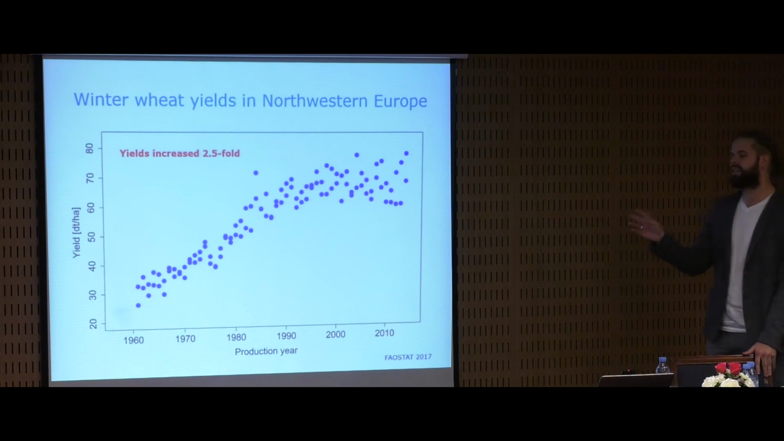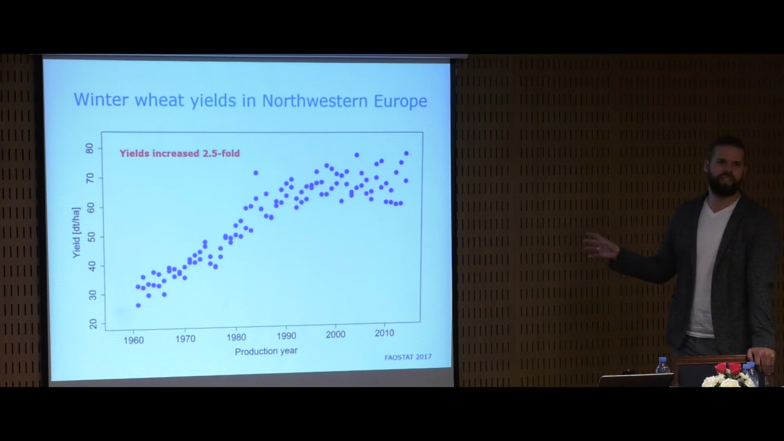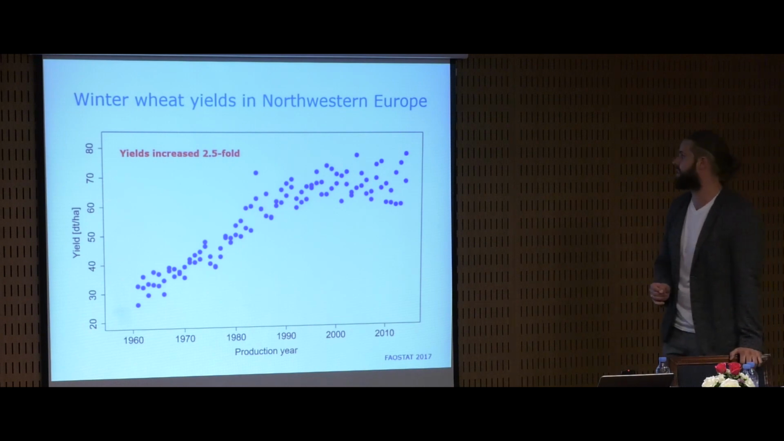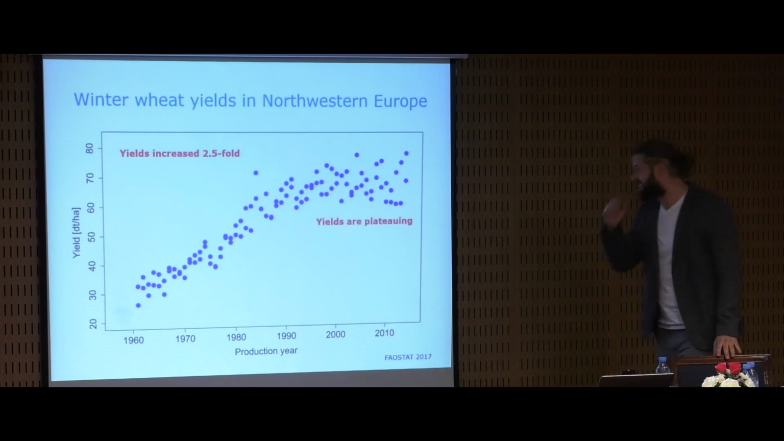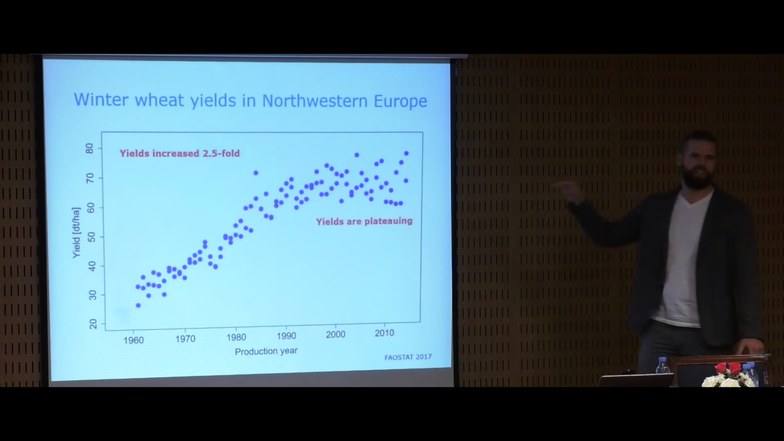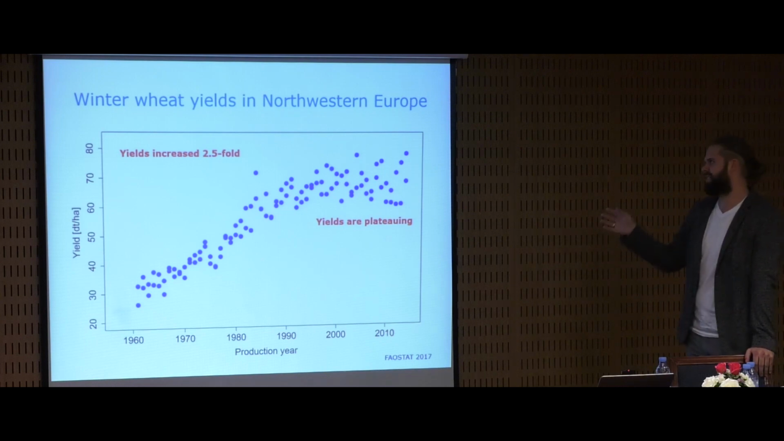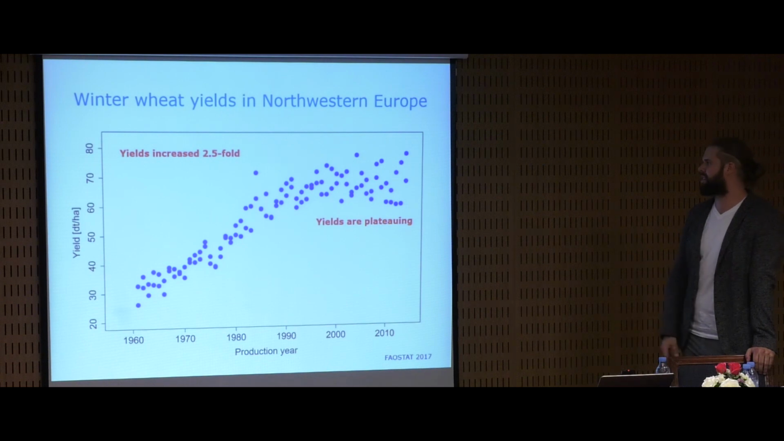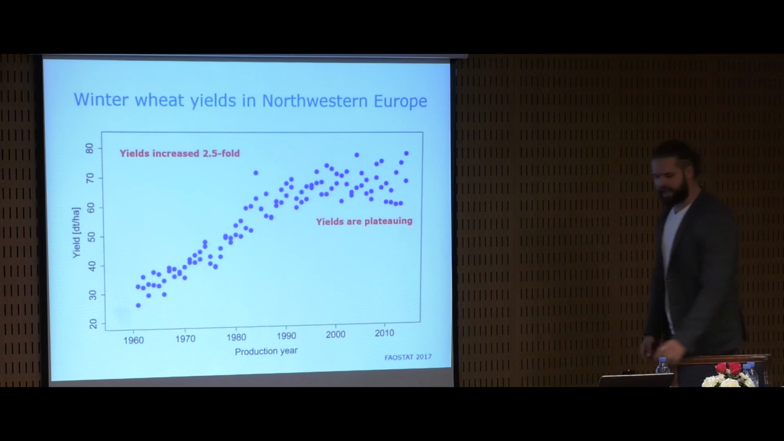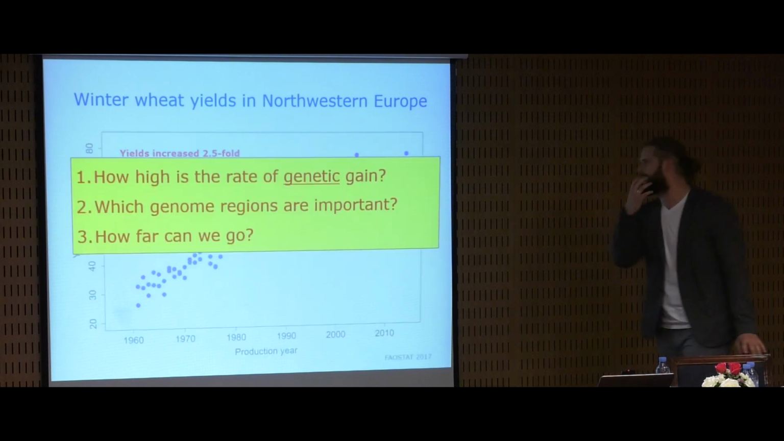So this is just something I downloaded, and there are a few things going on. First of all, compared to the early 60s, yields of winter wheat have increased 2.5-fold, which is pretty massive. So farmers are on average now harvesting 2.5-fold as much compared to 50, 60 years ago. But at the same time, we also see a kind of plateauing trend in recent years, and that's nothing specific to Europe, but this trend you most likely find in any big wheat producing region in the world.